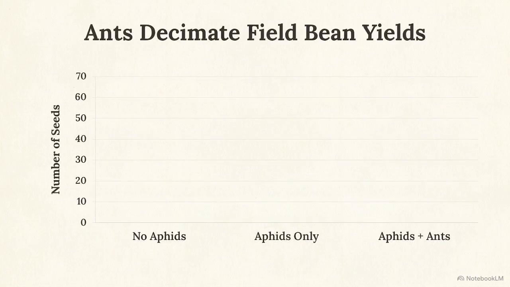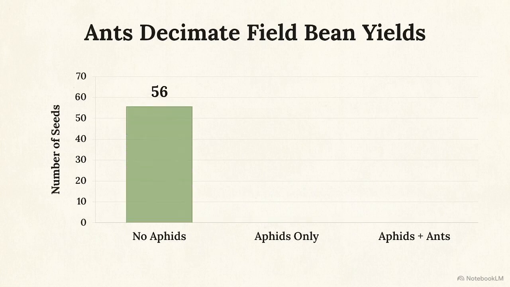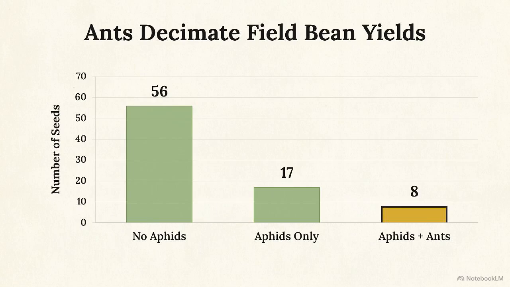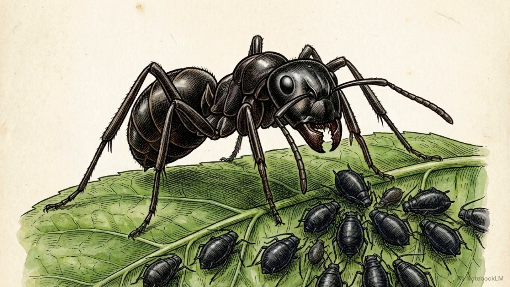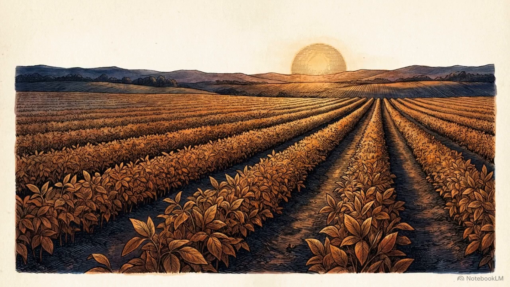This chart shows the impact on field bean yields. On a healthy plot with 0 aphids, a plant yields 56 seeds. With aphids but no ants, the yield drops to 17. But when ants protect the aphids, the yield falls to just 8 seeds. The aphid makes up for its total lack of physical defenses by establishing a microeconomy, outsourcing its protection to an entirely different species. By late summer, the balance shifts.